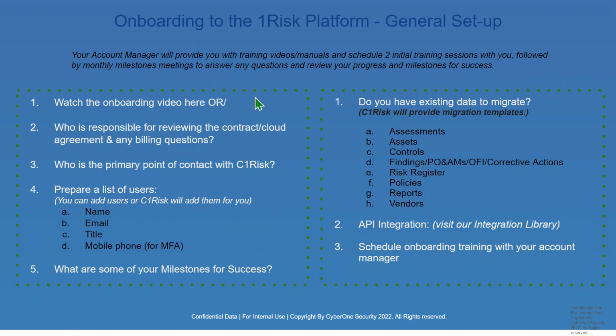And of course, we also have API integration. You can visit our integration library at any time. With API integration, we can connect with most business systems and pull that data into the platform. CyberOne is a graph open REST API, so we can push or pull data from most business systems that have that API key to help us connect.